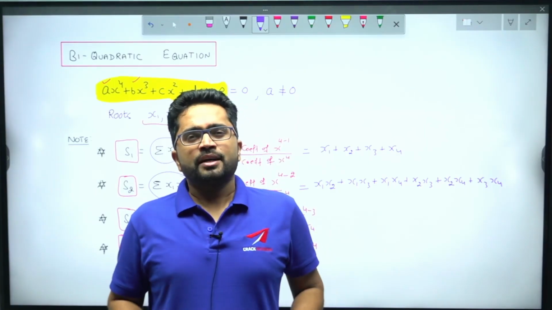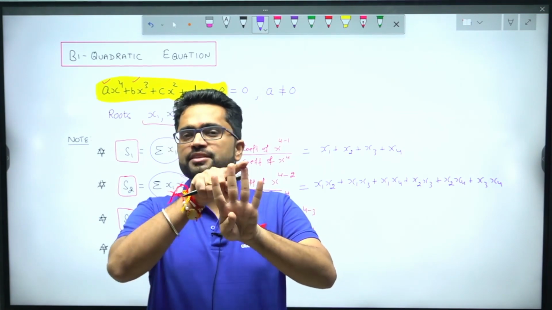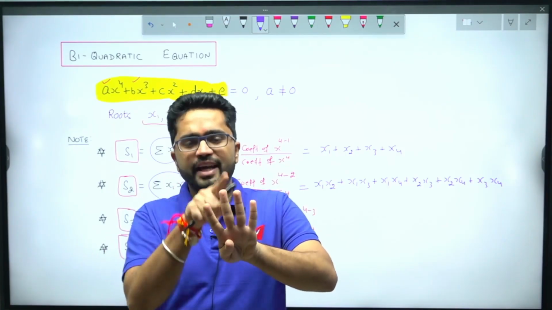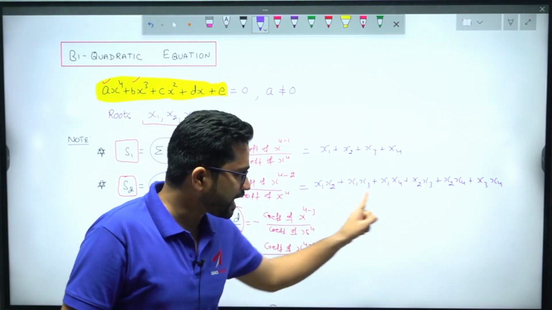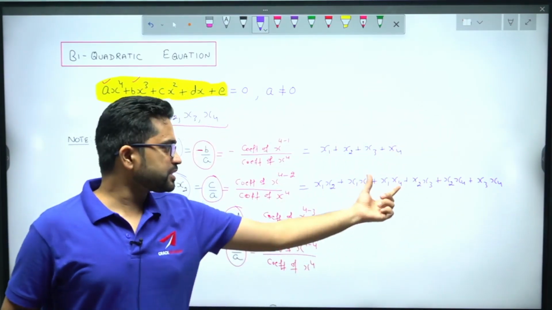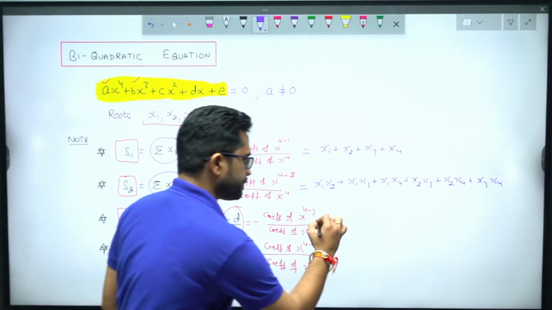If I say count them in a pair, it could be x1x2, x1x3, x1x4, x2x3, x2x4, x3x4. Total 6 pairs will be there. I have written all of these 6 pairs, and then finally I am adding them all. So this will be C by A. Alright. Similarly, what about S3?